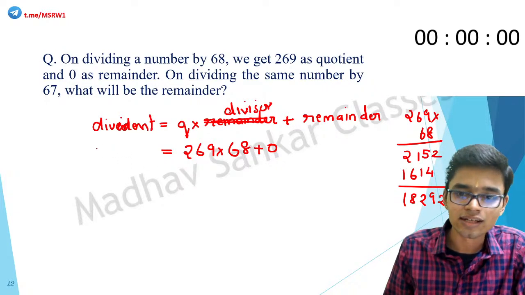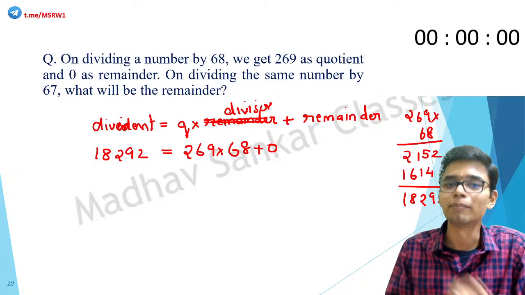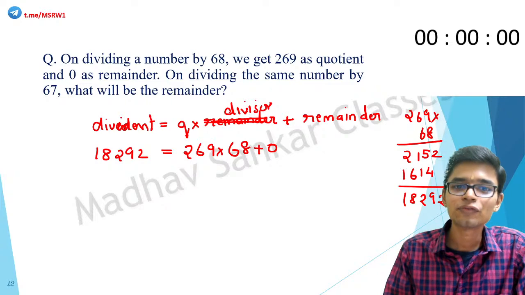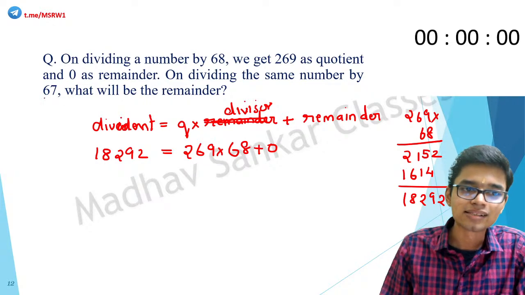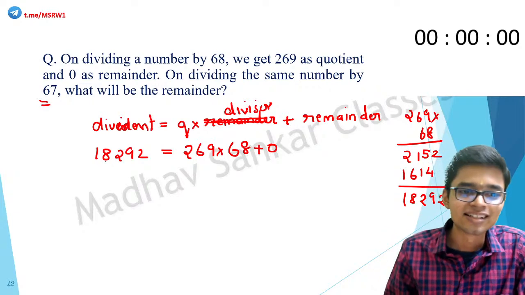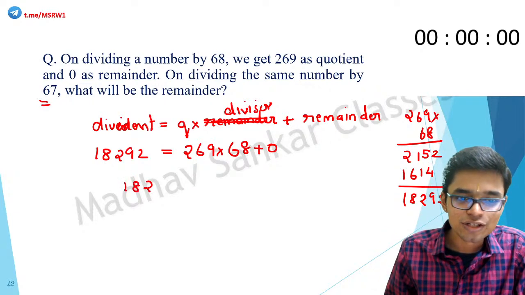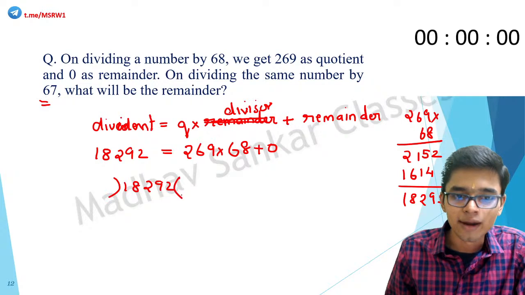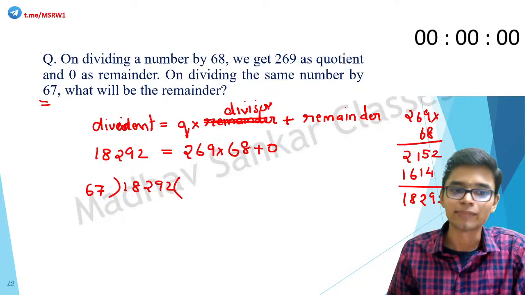So that is our dividend, 18292. We got the number. Now we have to divide this number by 67 and find the remainder. That's all. Very simple. So let's divide 18292 by 67 and find out what the remainder is.